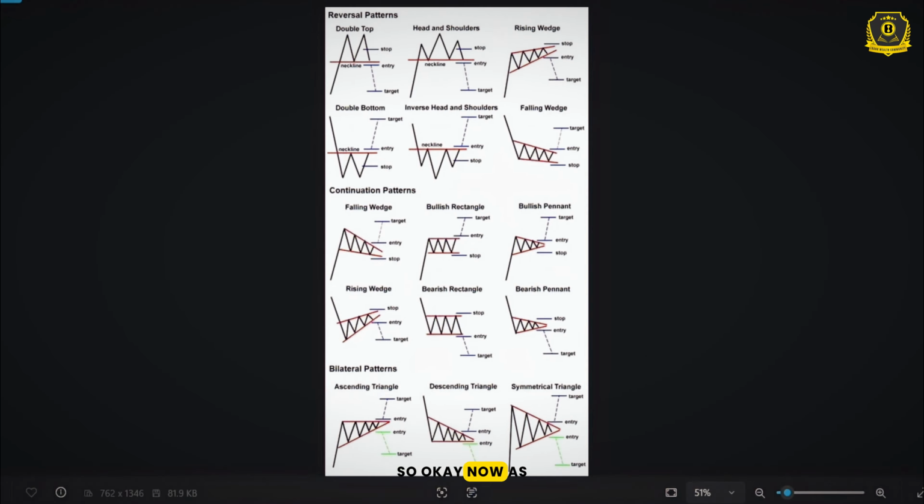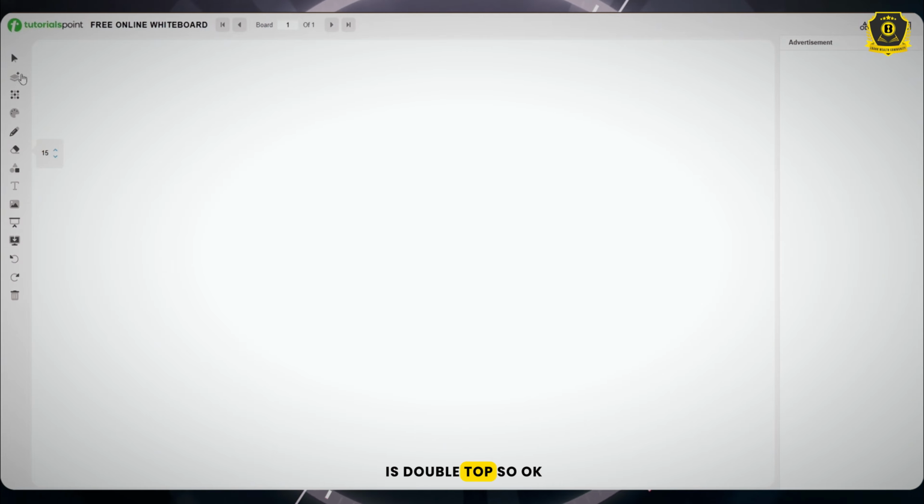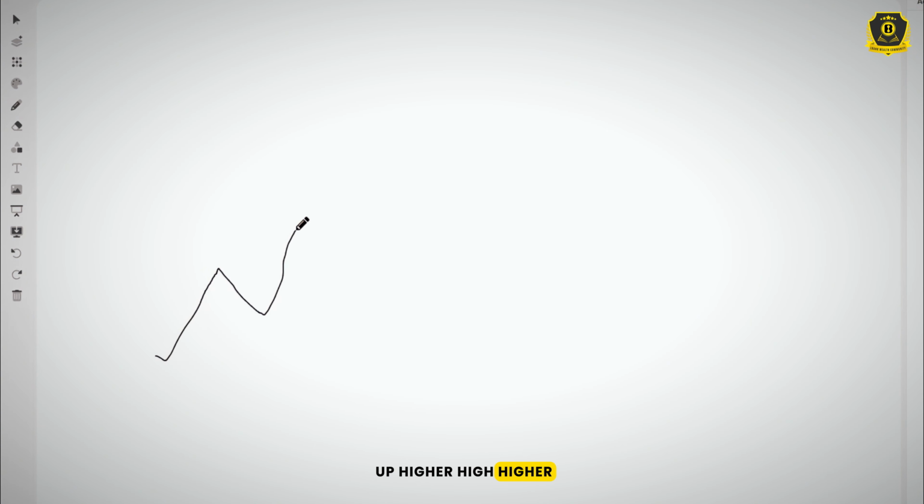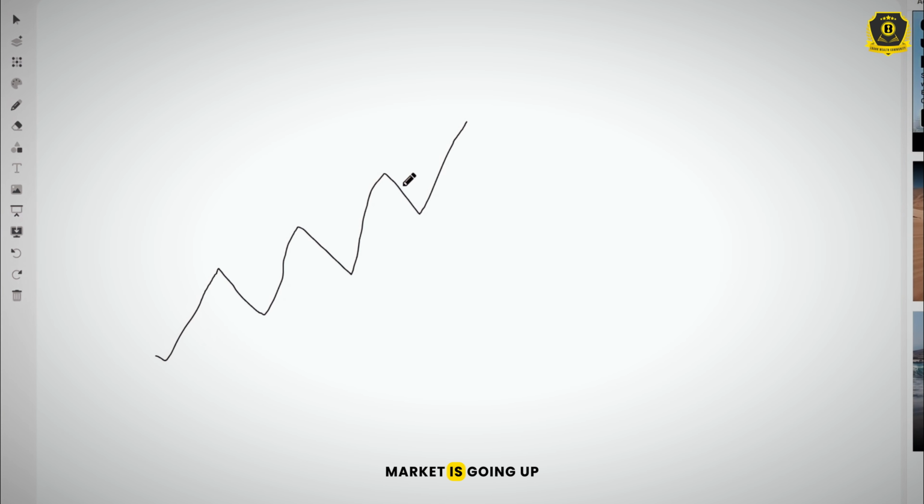Now, as you can see, this is a double top. The market is going up: higher high, higher low, higher high, higher low, higher high, higher low. So this is the uptrend. Now what can happen? It will go down, then again it will go up, and as we can see, it is rejecting the price.